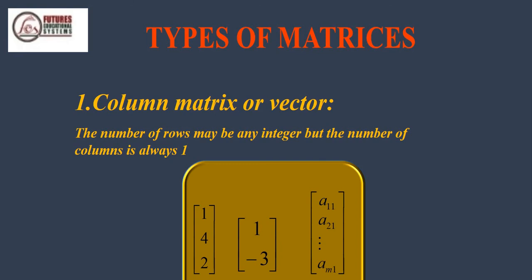Types of matrices. Column matrix or vector. The number of rows may be any integer, but the number of columns is always 1. We have 1 column, but any number of rows.